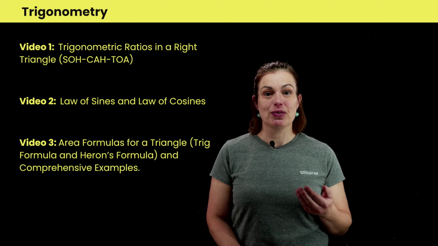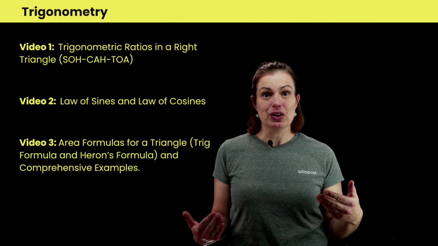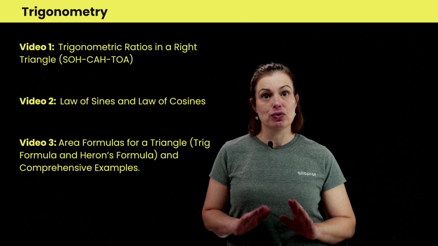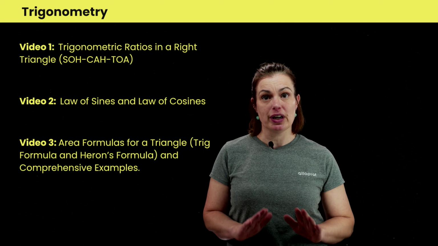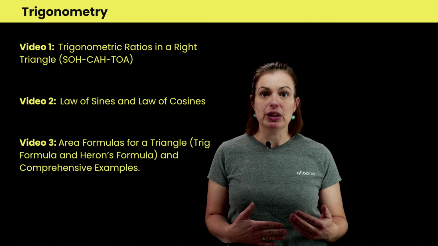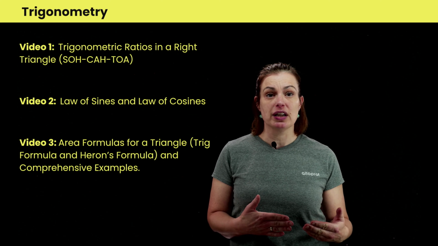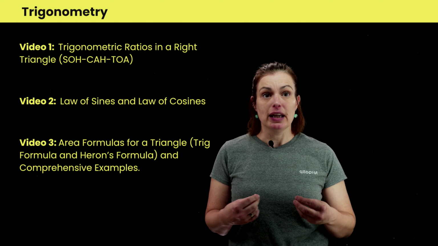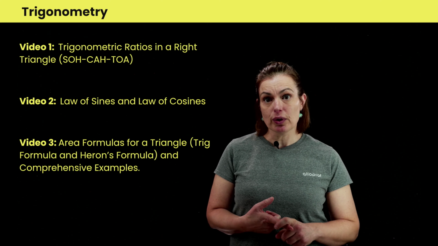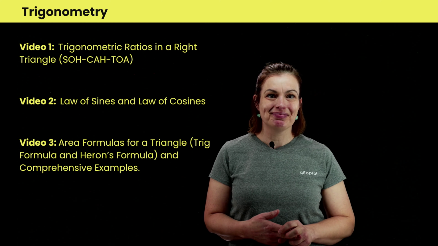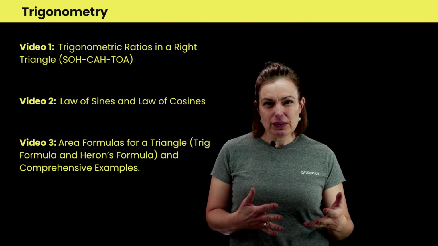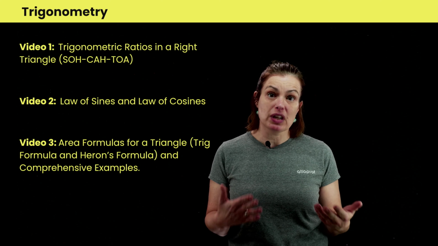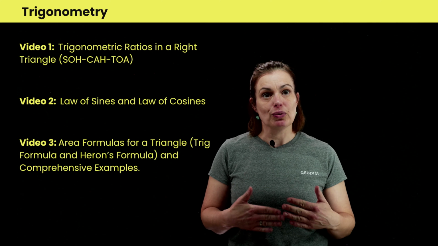This crash course is one of 3 in a series of videos talking about trigonometry and trigonometric ratios. The first video, we're going to be talking about trigonometric ratios in a right triangle. In the second video, we'll be looking at the law of sines and the law of cosines for any triangle. And in the third video, we're going to be looking at the area formulas for a triangle using the trig formula and Heron's formula. This series of videos is really for secondary 4 students, but anybody in secondary 5 or even post-secondary education could use this as a good refresher.